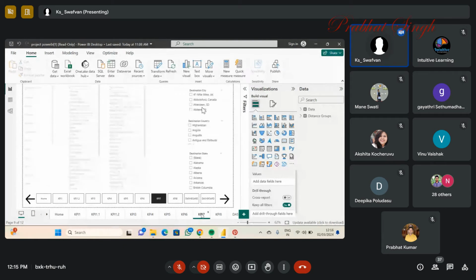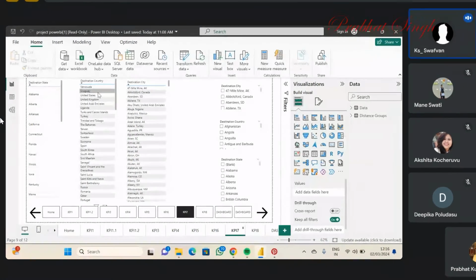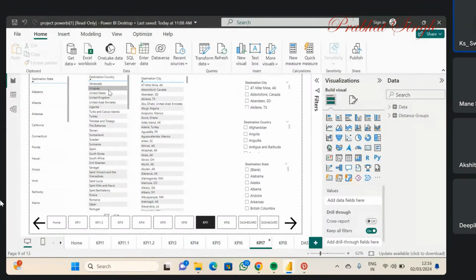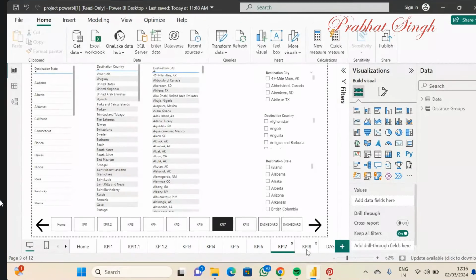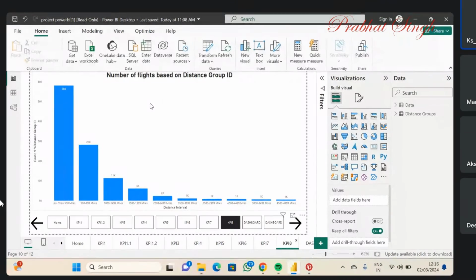And I'm going to KPI 7. We can see the destination state, destination country, destination city. We can find all this by using the slicer. And KPI 8, this is the number of flights based on the distance group ID. And I'm moving to dashboard 1.